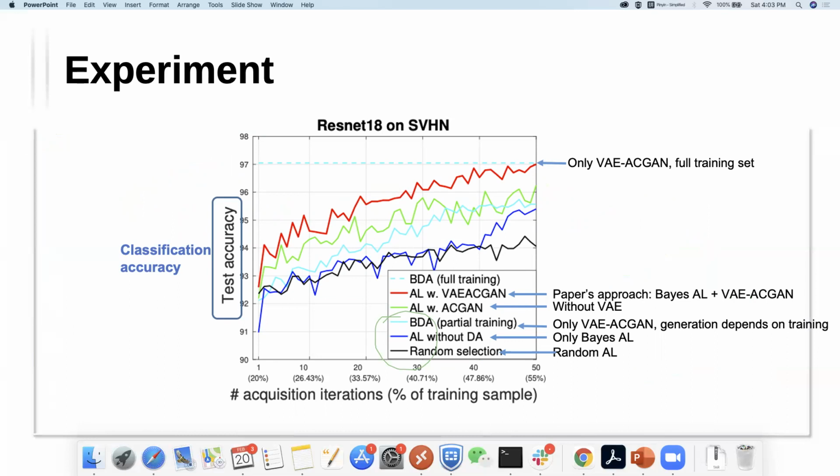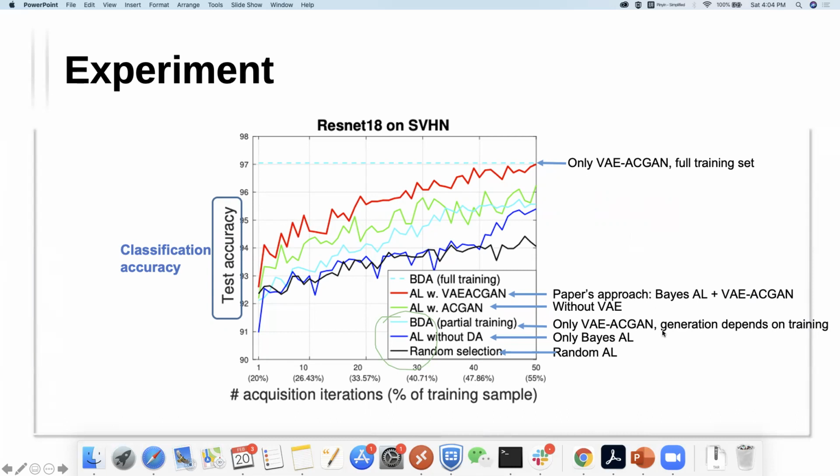So the first one is only using VAE-ACGAN, but without using active learning. So the generation of new samples depends only on the training data you have. If they do not have active learning, what's the point of the data augmentation? Oh, they do the data augmentation based on training data, not based on active learning data. Okay, sure, I see.